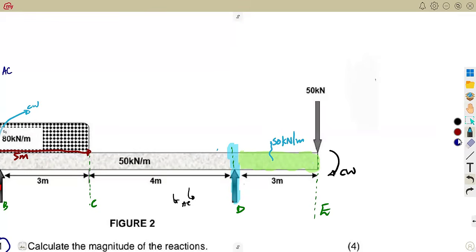That will be 50 times what? 50 times 3 for these 3 meters. So 50 by 3 is going to be what? 150. So it will be like this now.